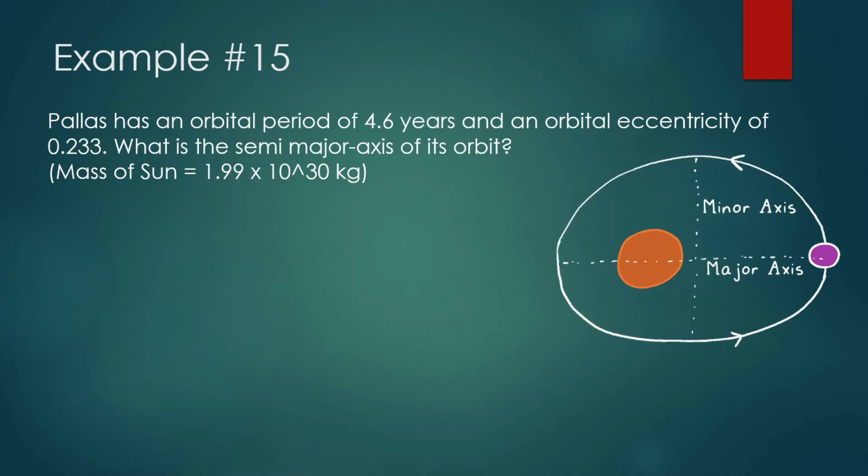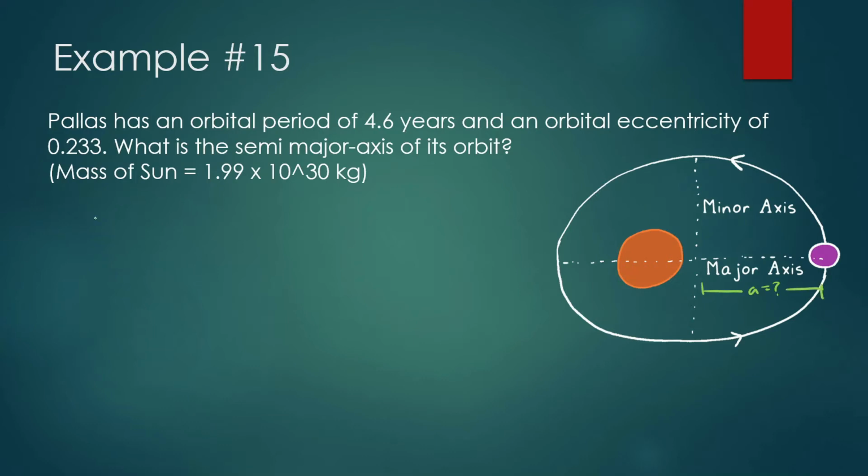Okay, example number 15. Pallas, which is an asteroid, has an orbital period of 4.6 years and an orbital eccentricity of 0.233. What is the semi-major axis of its orbit? Okay, so let's look at this. We're trying to find this semi-major axis, which is this A value here.